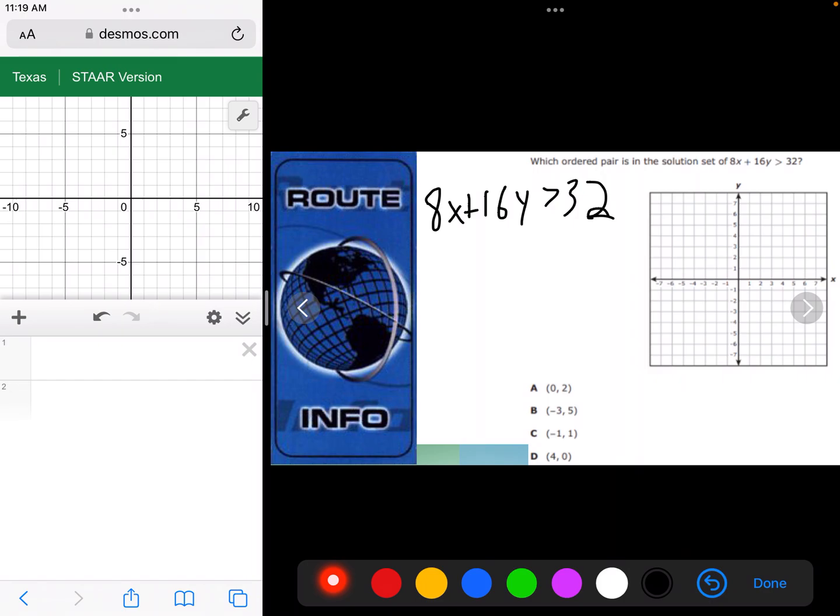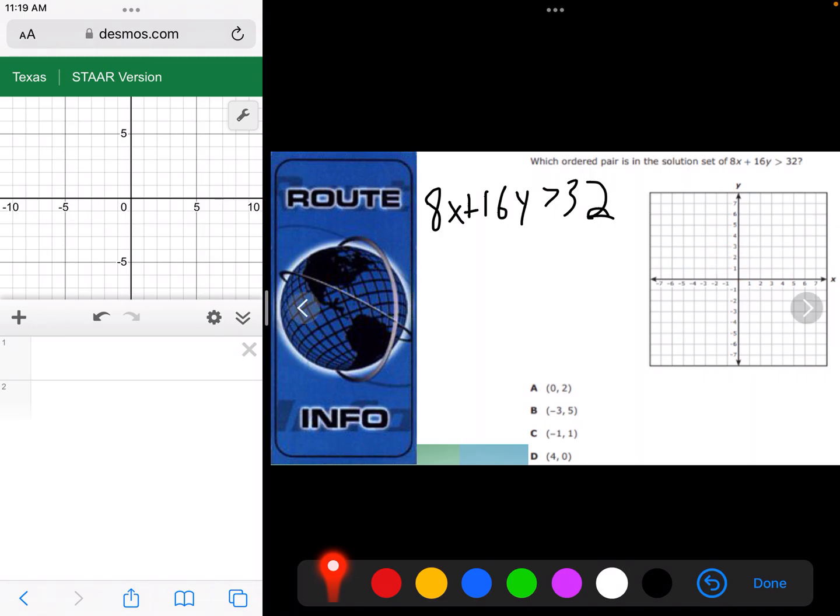Your activity in class is going to be based on this and eliminating answer choices. So this is one way that linear inequalities is tested. Let's go see the other way. So the other way is you have this situation right here: 8x plus 16y is greater than 32. So 8x plus 16y is greater than 32.